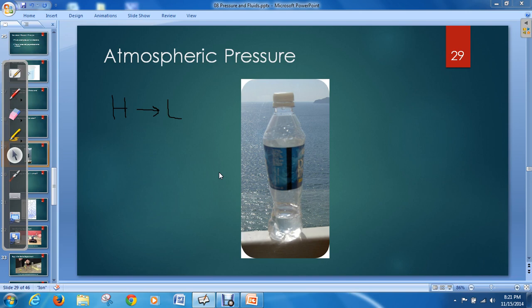And next time we'll go over some of the effects of atmospheric pressure, what it can do. Okay, and we'll look a little bit more into how we can describe it. Okay, but this is the key idea: high pressure always flows to low pressure.